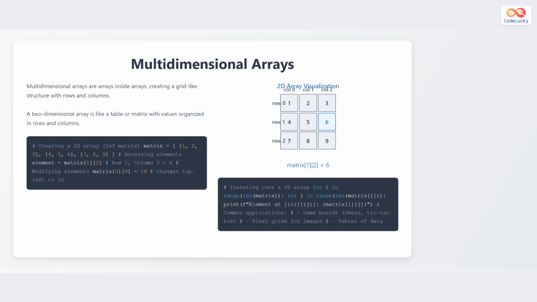To iterate over a 2D array, you would typically use nested loops, one for the rows and another for the columns. Multidimensional arrays have common applications in game boards, pixel grids, and tables of data.